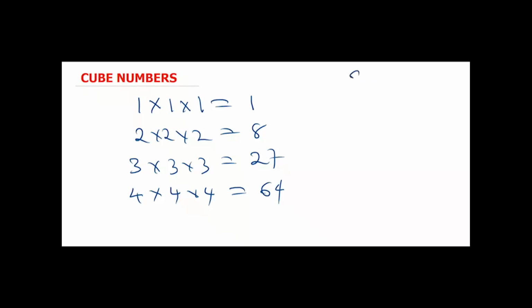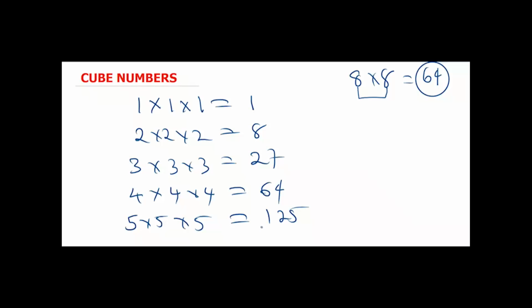Although you can also have 8 by 8, then it will be what? 64. That means 64 can also be a square number as well as a cube number. Okay, because if you multiply 8 by itself, you have 64. If you multiply 4 by 4 by 4, you have 64. For these two reasons, 64 could be a square number as well as a cube number. So let's take one more. 5 by 5 by 5, you have 125, which is a cube number.